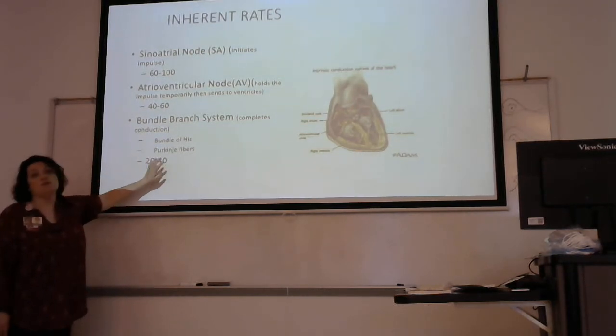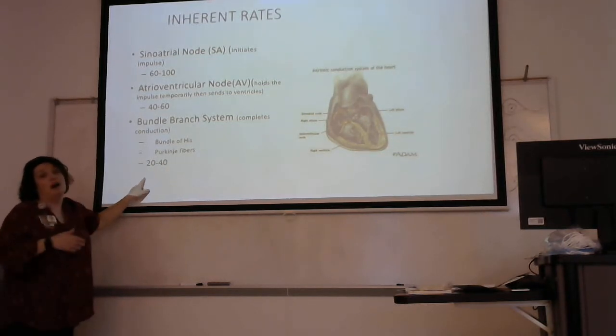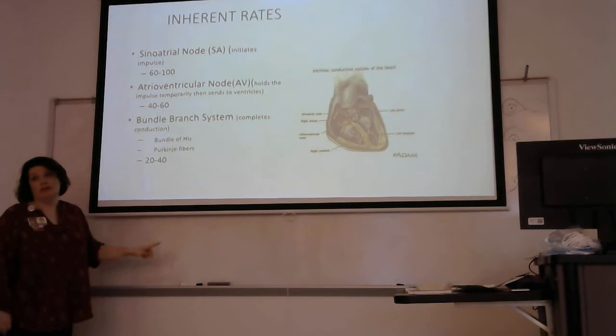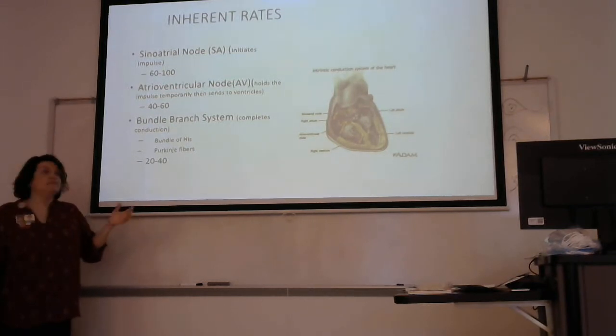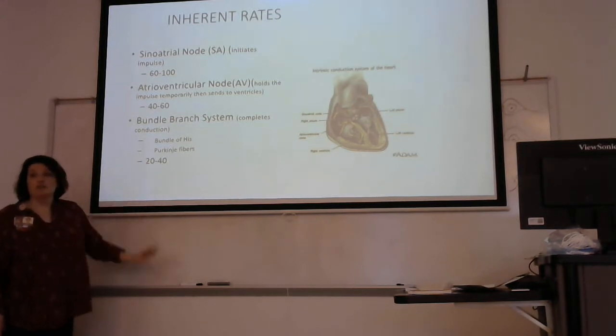And if for some reason, guys, your AV node doesn't work, well, then that poor little bundle branch system, they will try their hardest. But look at what that person's rate's going to be. They're not doing so hot down here, 40 to 20 beats per minute. But they're trying. Okay?